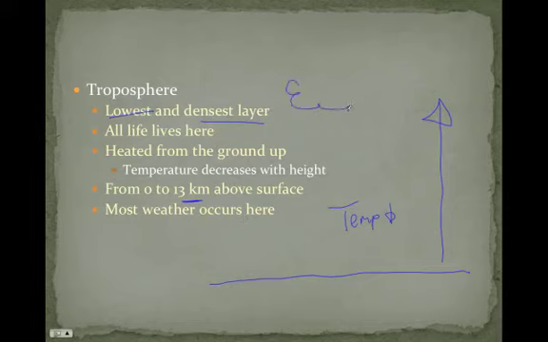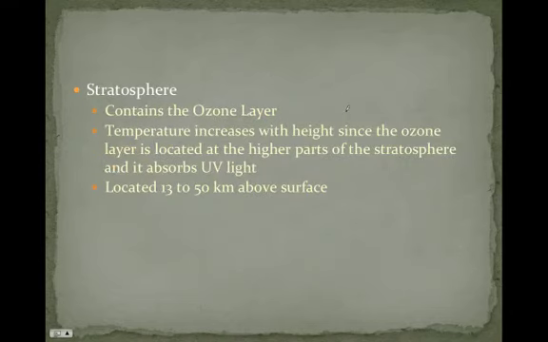Only the most extreme tops of the clouds, especially what we call a cumulonimbus cloud, a thunderstorm cloud, will reach up into the stratosphere. The rest of the clouds pretty much all occur in the troposphere. So the second layer is the stratosphere. It contains the ozone layer.